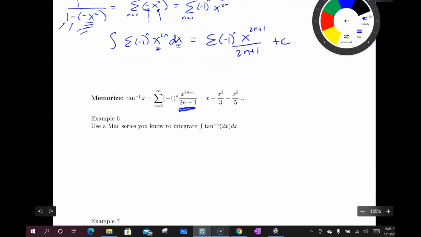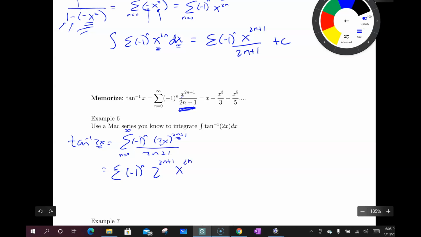So let's go do this. First, let's find what this is equal to. That's going to be negative 1 to the n. Instead of x, I'm going to put in 2x, and the 2n plus 1 carries along in the denominator. So, whoops, n equals 0. So I have negative 1 to the n. Again, separate this exponent over the 2 and the x. So I get 2 to the 2n plus 1, x to the 2n plus 1, all over 2n plus 1.